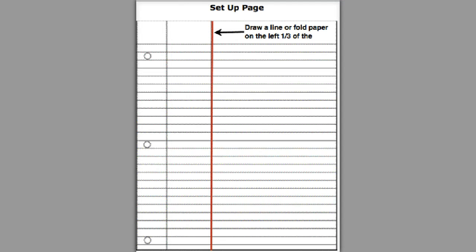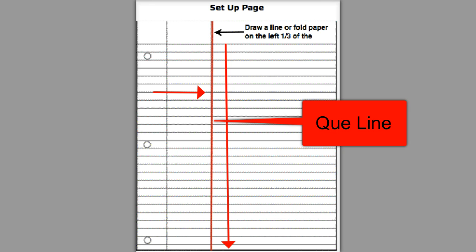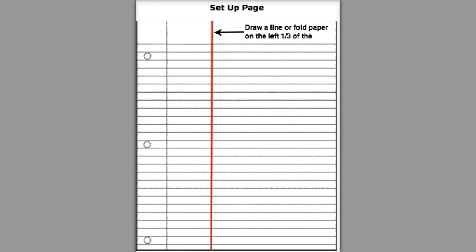When we're doing this style of note taking, remember we indent about a third of the page in, and then we draw a line that goes down to the bottom of the page. We're going to call this line the Q line. So if I refer to your Q line, you know what I'm talking about. To the right side of it, we're going to do this new.